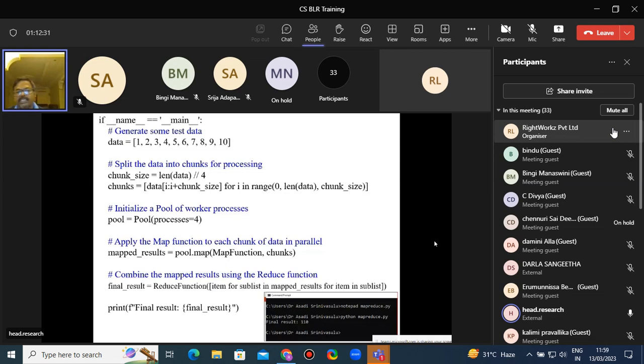Item for sublist in mapped_results for item in sublist. Print f"Final result: {final_result}". So now I am going to execute this MapReduce program.